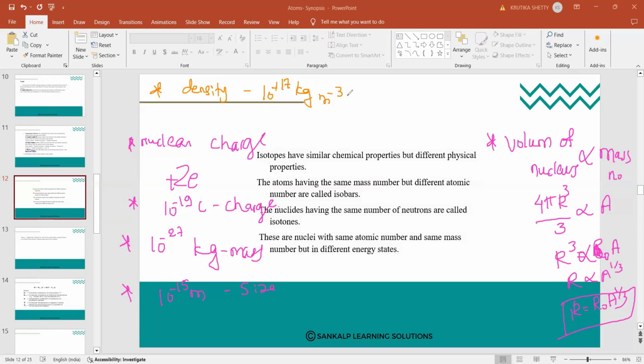Yes, so these are some of the points regarding the nucleus, students. The charge of the nucleus is denoted as Ze. Then the charge value is always taken as 10 to minus 19 coulomb, and the mass is taken as 10 to minus 27 kg. The size of the nucleus is taken as 10 to minus 15 meter, and the volume of the nucleus is always proportional to what? Mass number, that is 4 by 3 pi r cube is proportional to A. So the radius is equal to r naught A raised to 1 by 3. And the density is given by 10 to the power of 17 kg per meter cube. Okay, these are some of the points regarding the nucleus.